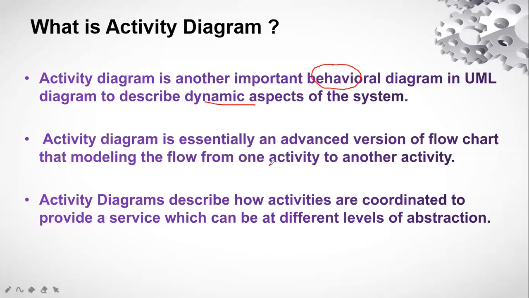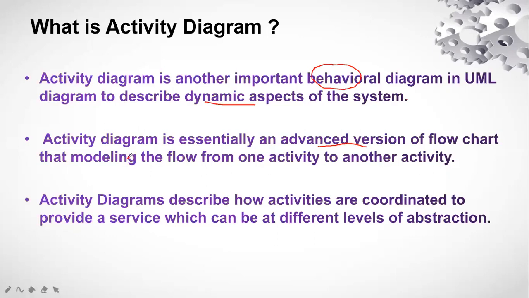Next point, activity diagram is essentially an advanced version of flowchart that models the flow from one activity to the other activity. Now, when you see a glance of the activity diagram, you will feel that it is very similar to the flowchart which we have studied till date, which shows the flow of work in a specific notational format, right? So this activity diagram can be considered as the advanced version of flowchart. We have certain notations which are added to it, and we have certain options which are more provided in the activity diagram.